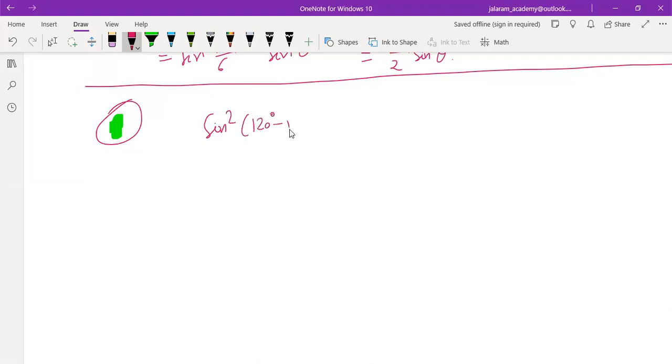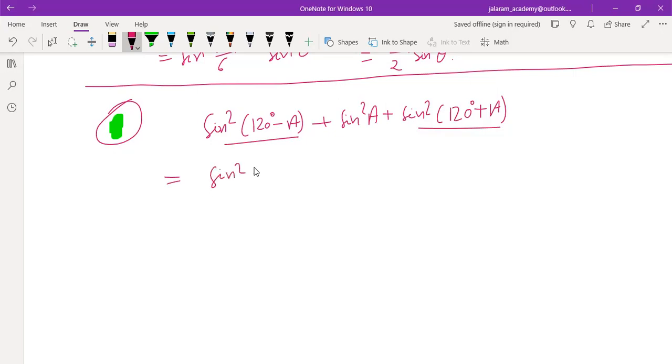Sine square 120 degree minus A plus sine square A plus sine square 120 degree plus A. So these two should be written together in such a way that the ratio with greater angle will be written first, then with a smaller angle. But there is no formula relating these two, sine square A plus sine square B. So you can use sine A plus B also to solve it and then square it both sides.